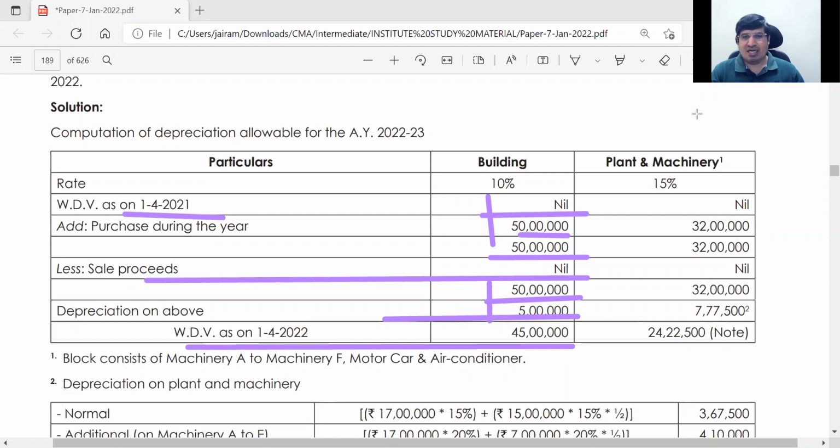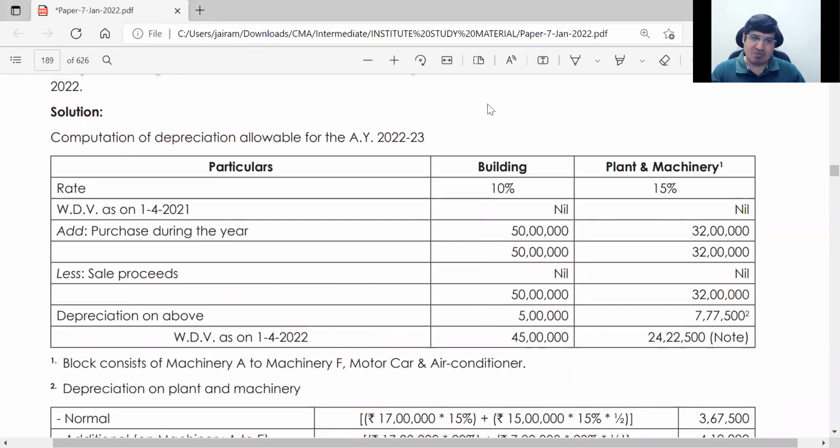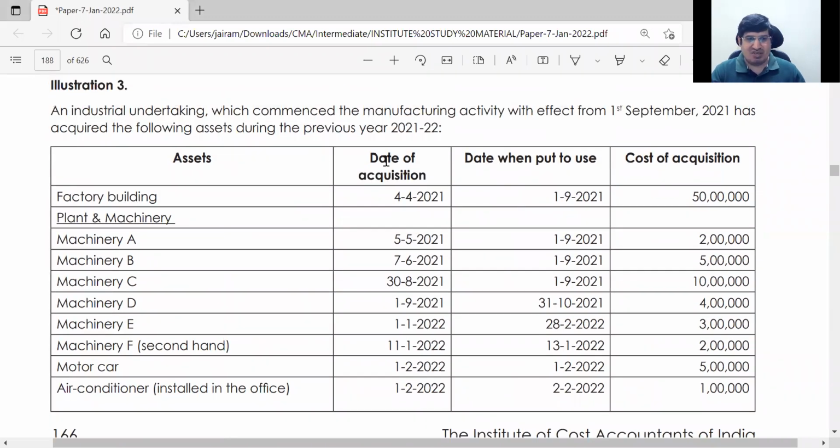Okay, and in plant and machinery, let's see what all has been given to us. You have got all these things. You will get depreciation for everything, but additional depreciation will not be for everything. There are some exceptions, correct? So depreciation you will get for all of these.